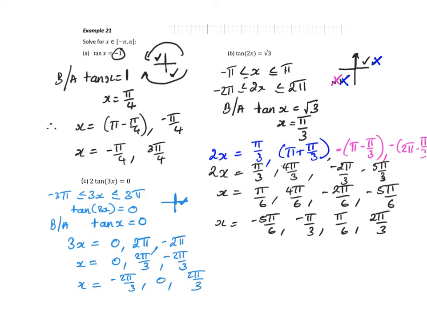So there are three solutions, I should say, between negative pi and pi for the equation 2 tan 3x equals 0. So we do have to be a little bit careful. They are done differently when our first solution is on the boundary, not in the quadrant.